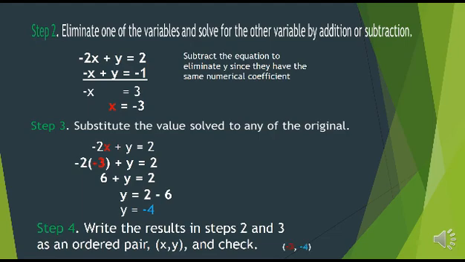Okay, next. Write the results in steps 2 and 3 as an ordered pair of x and y. And then we can check. So our solution set is the value of x is negative 3 and negative 4 for y.